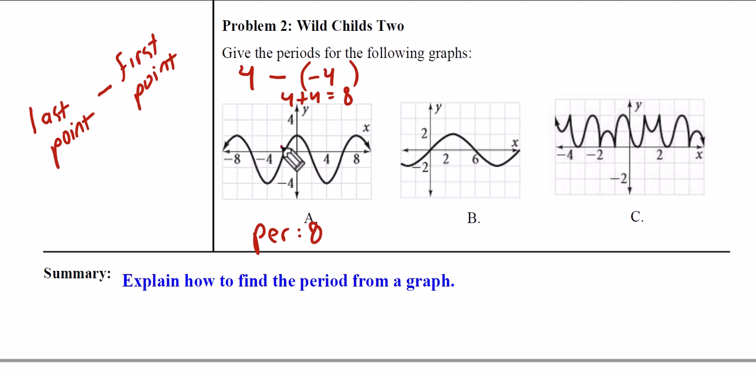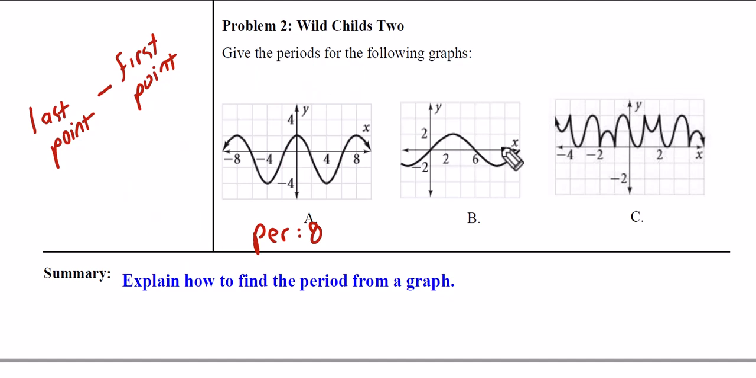So let's pick this one here for example, and it's going to repeat again. Where does this repeat? Right here. Okay, so we have a negative 2 x value, a 6 x value. So if we do 6 minus negative 2, we get 6 plus 2, which is the same period.